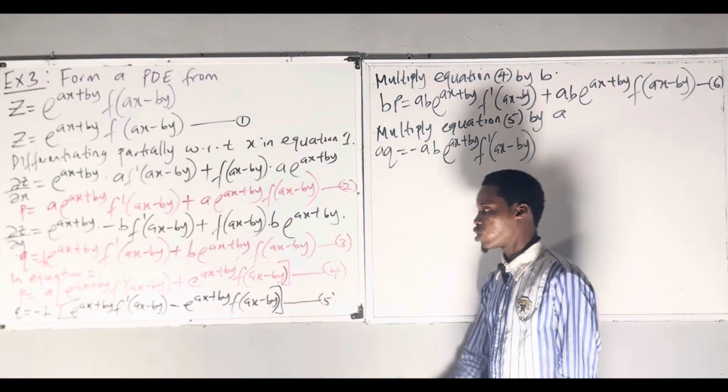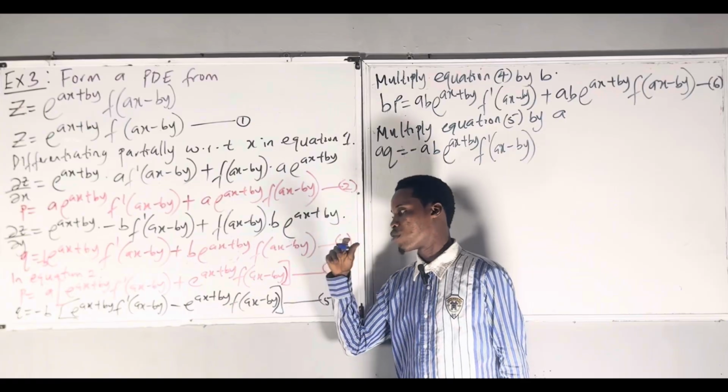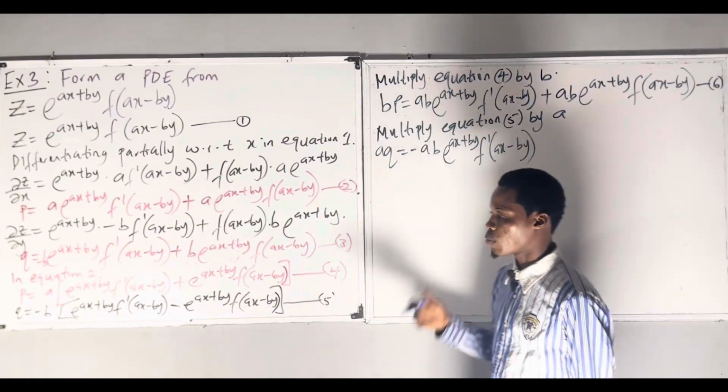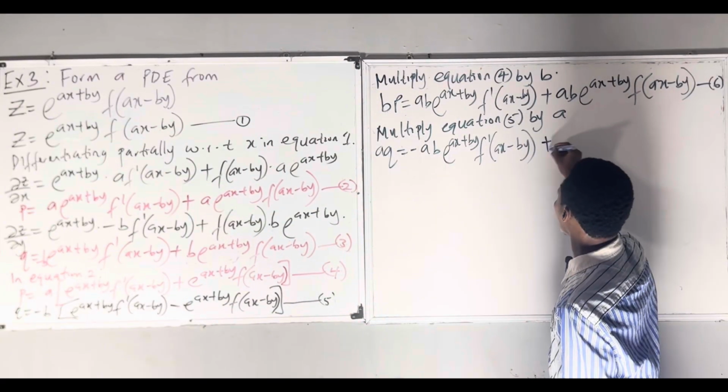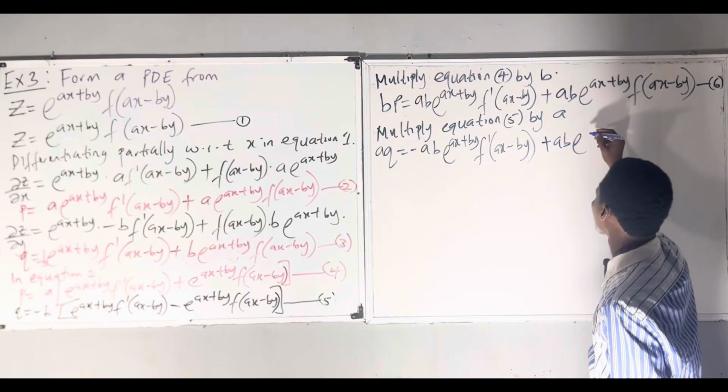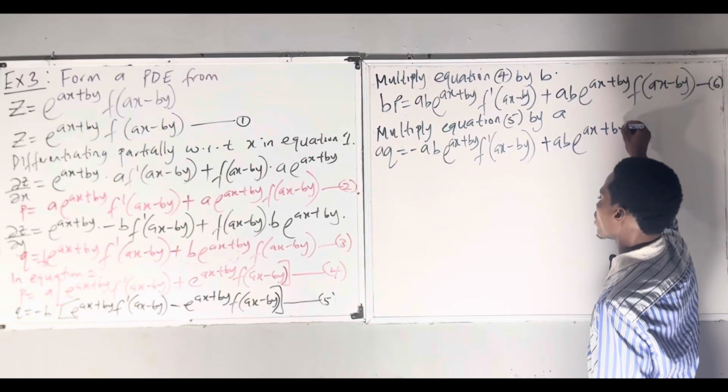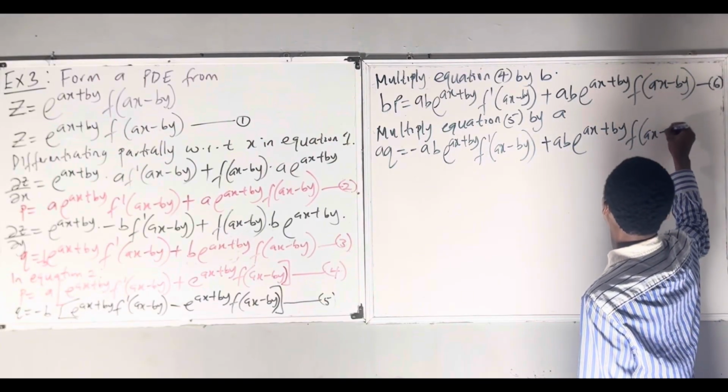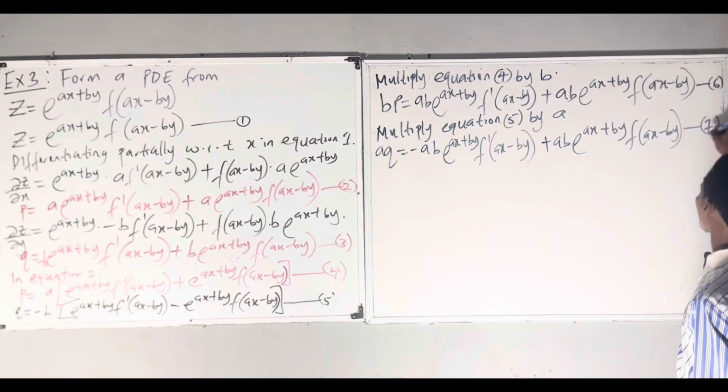Minus b is outside there. Minus b is going to open this bracket as well. I'm going to have plus b multiplied by a, I'm going to have ab plus ab exponential ax plus by f of ax minus by. This one will be equation 7.